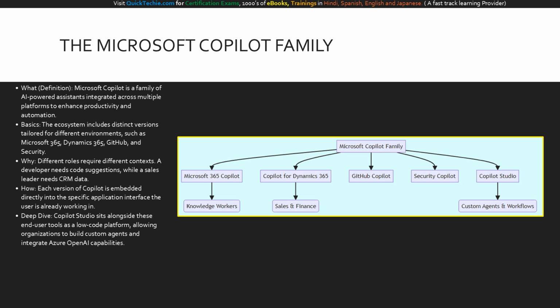At the top, we have the broader Microsoft Copilot family. Notice how it branches into highly specialized tools. On the left, Microsoft 365 Copilot empowers your general knowledge workers. Moving right, Dynamics, GitHub, and Security serve highly technical, role-specific needs. But the node on the far right, Copilot Studio, is incredibly important. This is your customization layer, enabling you to build custom agents and workflows. As a leader, you must look at this map and map your internal teams to the specific version of Copilot that fits their daily operational reality.